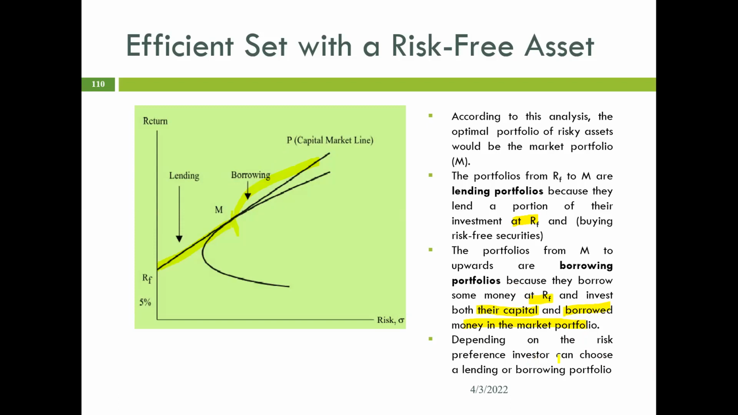Depending on the risk preference, investors can choose either the lending or borrowing portfolio. So that depends on the risk preference of the investors. If you are a risk averse investor, you put some money in the risk free and the balance in the risky market portfolio. If you are a risk taker, you would put your own money as well as the borrowed money in the risky market portfolio. So this is the lending and borrowing portfolio. Is it clear? One of you asked what the lending and borrowing portfolio is. Are you okay? Do you have any questions, any clarifications up to this?